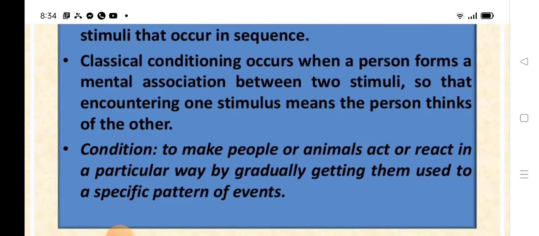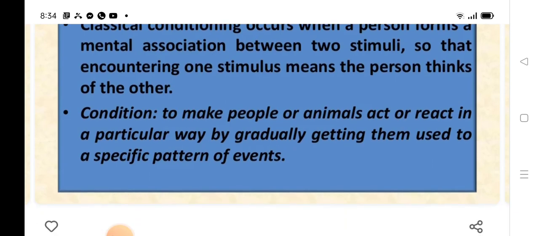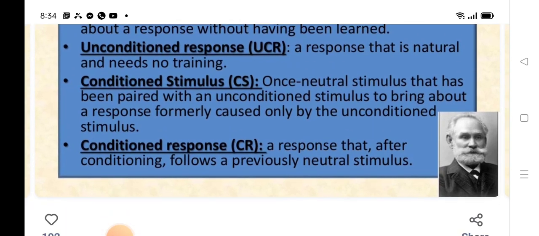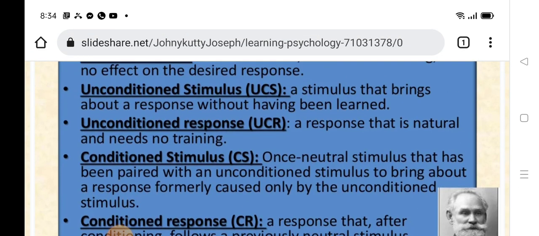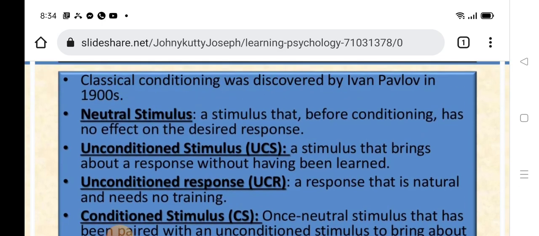When we talk about conditioning, we mean making people or animals act or react in a particular way by gradually getting them used to a specific pattern of events. I'm giving you the example of Pavlov's dog experiment. Remember, when we associated the unconditioned stimulus with the conditioned stimulus? Yes, this was discovered by Ivan Pavlov in the 1900s.